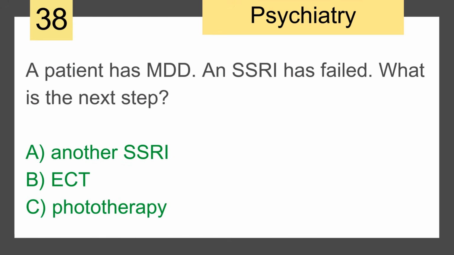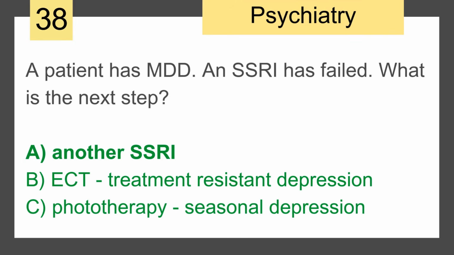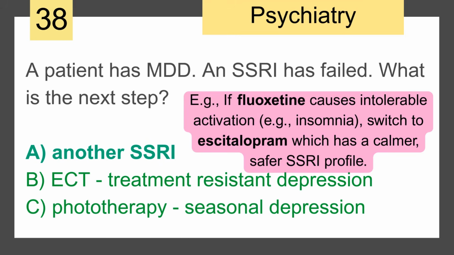Question 38. A patient has MDD and SSRI has failed. What is the next step? The answer is another SSRI. We try another one. ECT is when there's treatment-resistant depression, and phototherapy is when there's seasonal depression. Now, an example of switching from one SSRI to another would be a patient on fluoxetine. They start developing insomnia because it's quite activating.